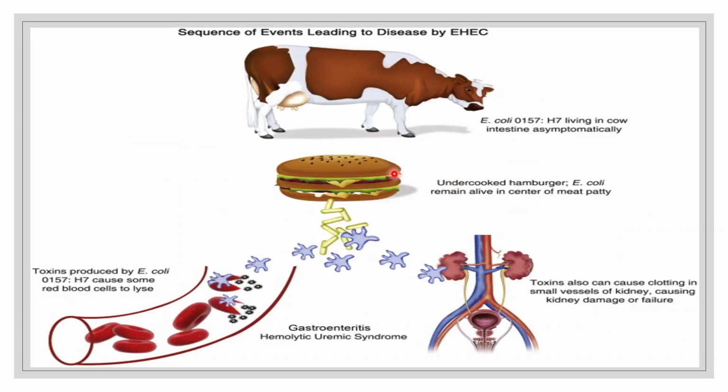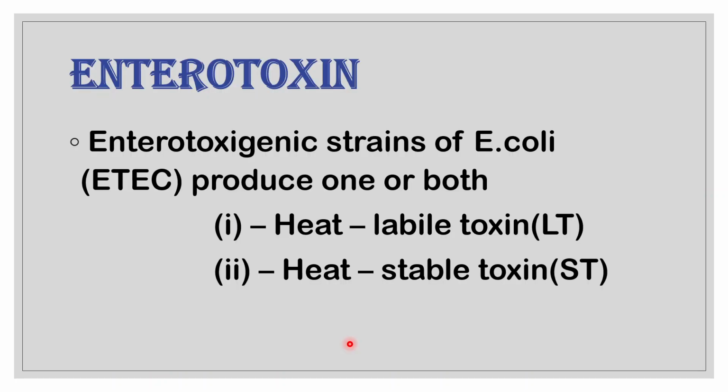And this is how the bacteria comes into our system. They are generally present as commensals in the intestines of the cow, and they are asymptomatic over there. And when we eat undercooked dairy products, it enters our intestines, and that's how they produce toxins and other things. So let us look at the toxins one by one.